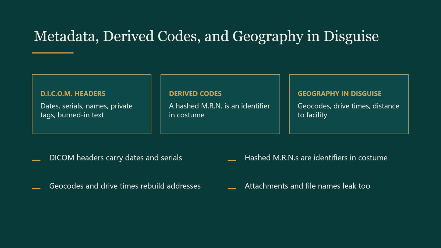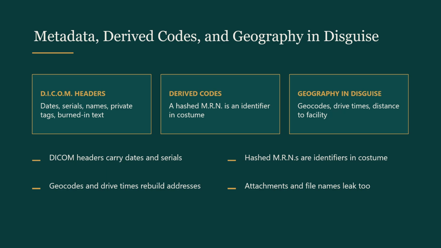Hiding place 2, derived codes. A study identifier generated by hashing or truncating a medical record number is a direct identifier wearing a costume. An unsalted hash of a short numeric identifier is trivially reversed by generating every possible input and comparing, which for a 9-digit space is seconds of computation. So the question is never, what does the column look like? It is, what was it made from, and who still holds the mapping?